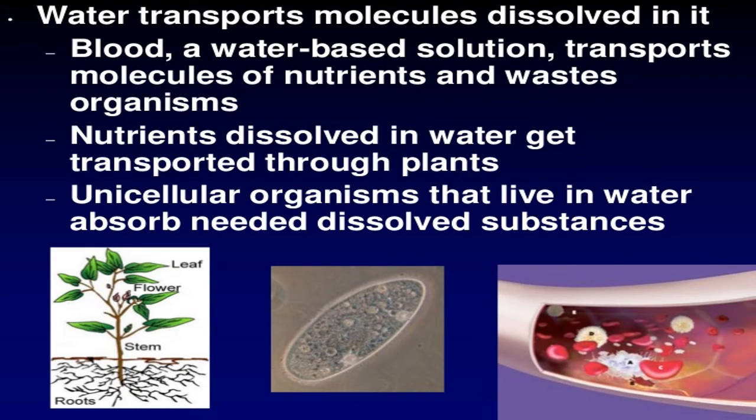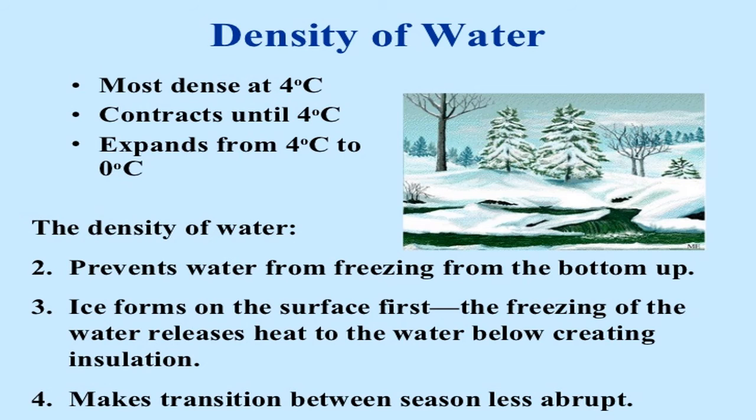So water transports molecules dissolved in it. Blood, a water-based solution, transports molecules of nutrients and waste organisms. Nutrients dissolved in water get transported through plants. Unicellular organisms that live in water absorb needed dissolved substances.